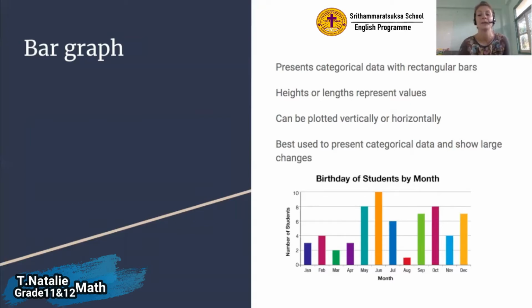And they are best used to present categorical data. So that means different categories of data, like months, breeds of dogs, students at schools, and they're used to show large changes. They're not good to show small changes like a line graph would be.